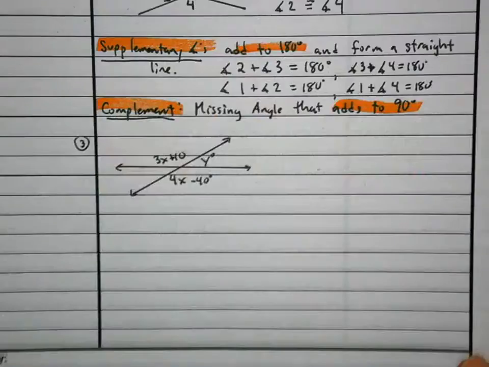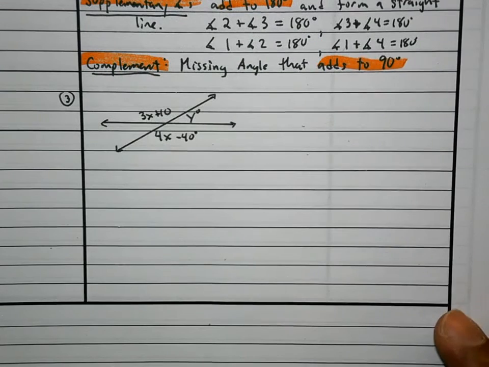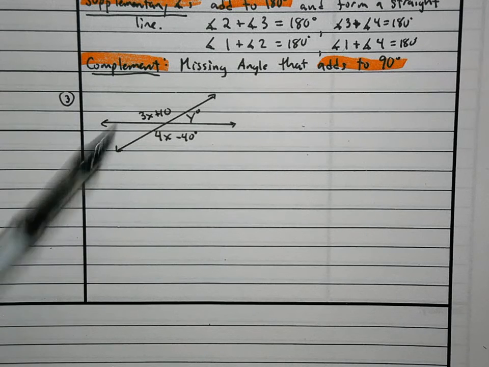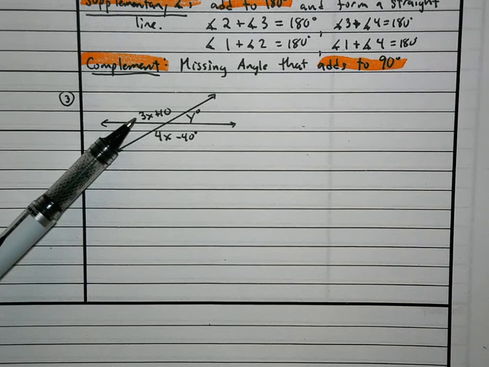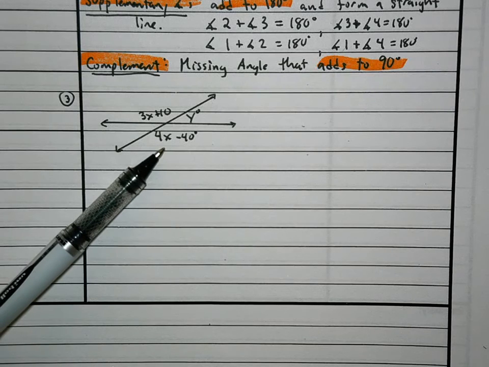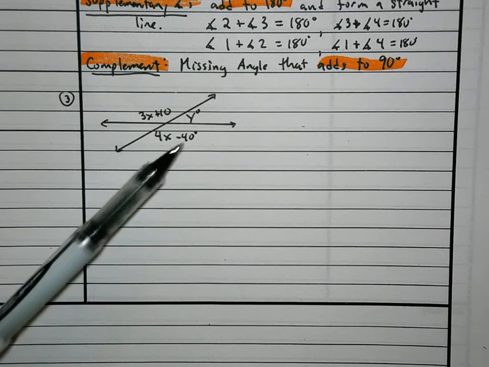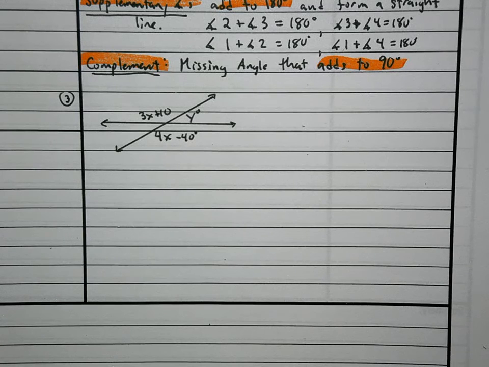Let me scoot this up a little bit so you can see. That says 3x plus 10. It says 4x minus 40 degrees, and that's y degrees.